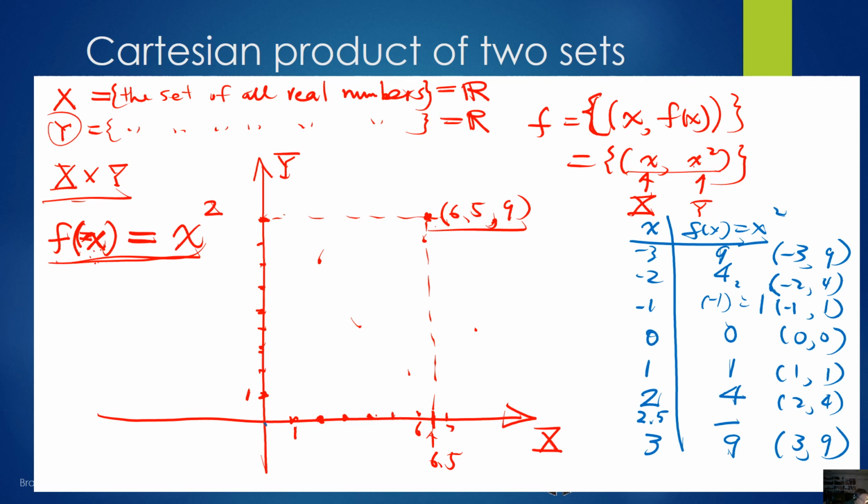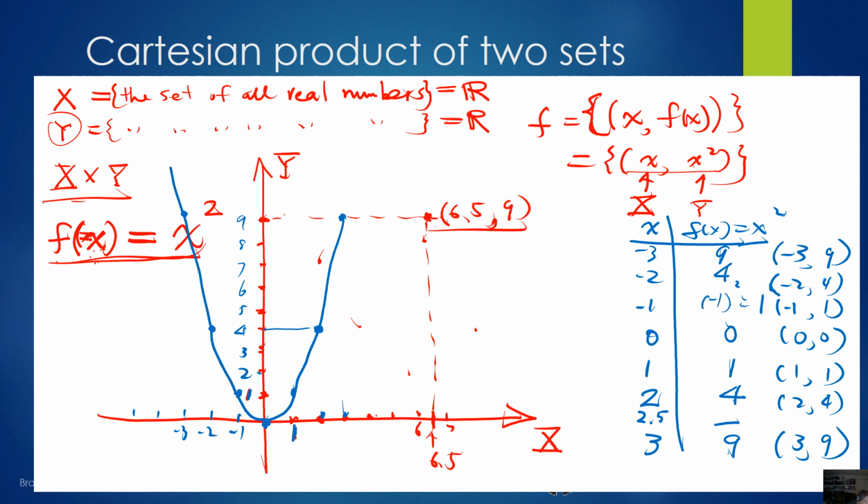So let's see, 0 to 0, 1 to 1. So if I pick a 1, the y is 1, and 2 to 4, 1, 2, 3, 4, and 3 to 9, 5, 6, 7, 8, 9. Okay, 3 to 9. And also for negative values, -1 is 1, -2 is 4, -3 is 9. So we find some of the points. We can connect these points, and that's the diagram for the function f of x equals x squared.